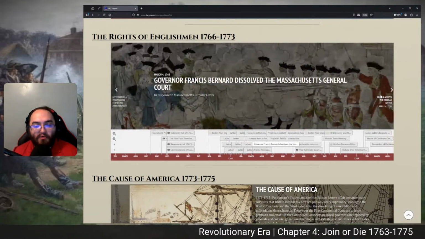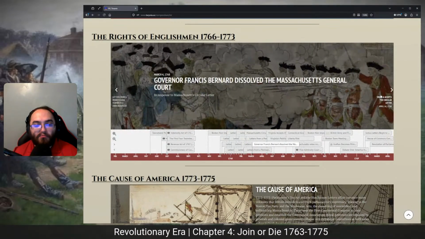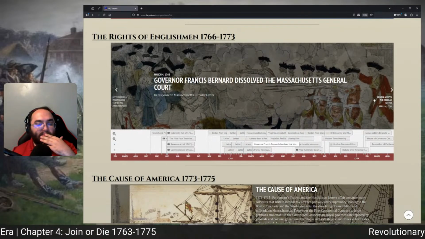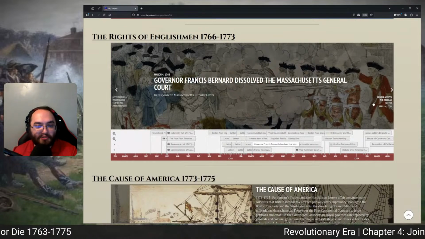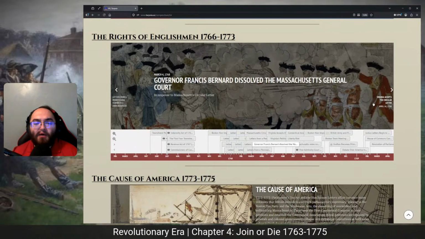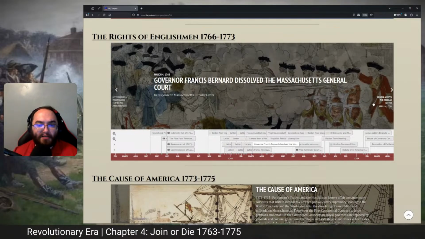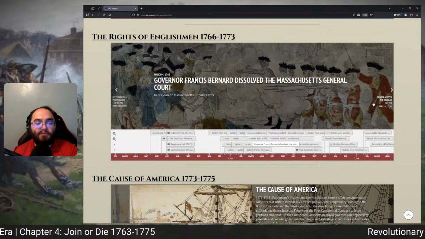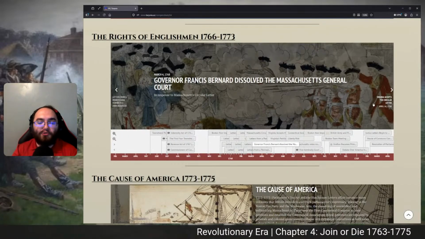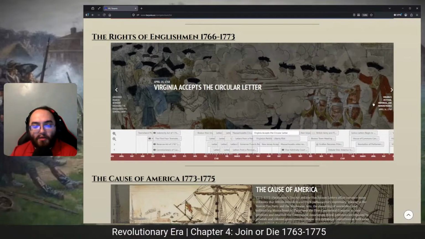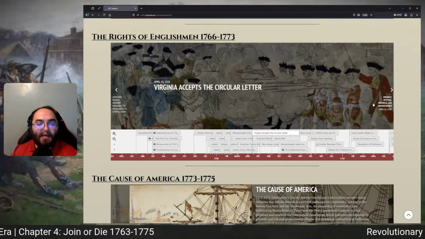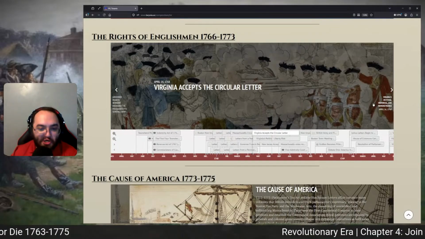And so Governor Francis Bernard, governor of Massachusetts, was the governor while Thomas Hutchinson was there. Thomas Hutchinson was lieutenant governor. I misspoke back then. And so Governor Francis Bernard dissolves the Massachusetts General Court, which is the General Assembly, in response to Massachusetts' circular letter. But it didn't end the circulation of the circular letter.